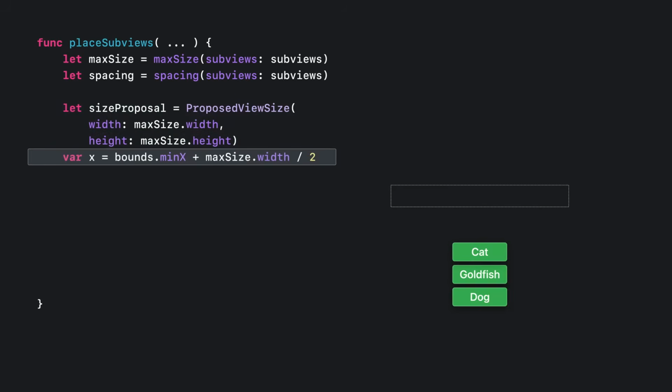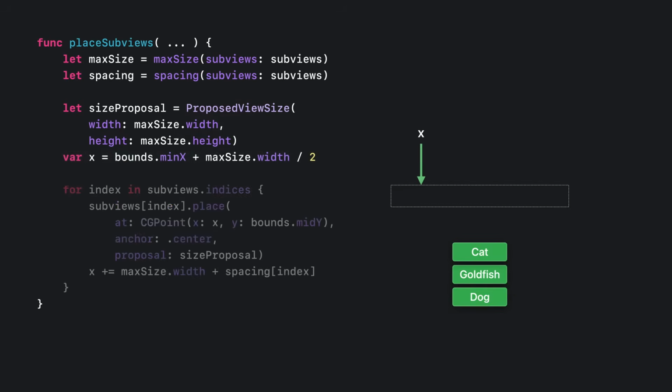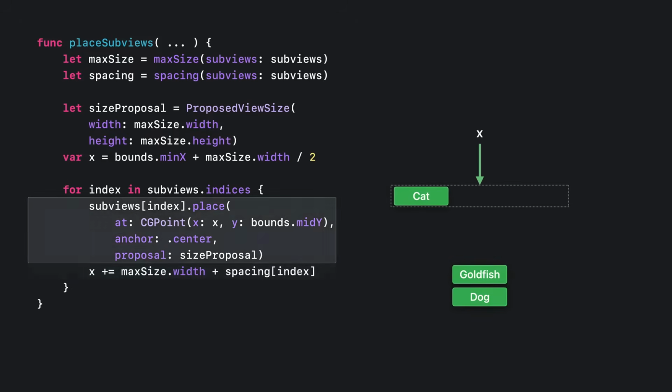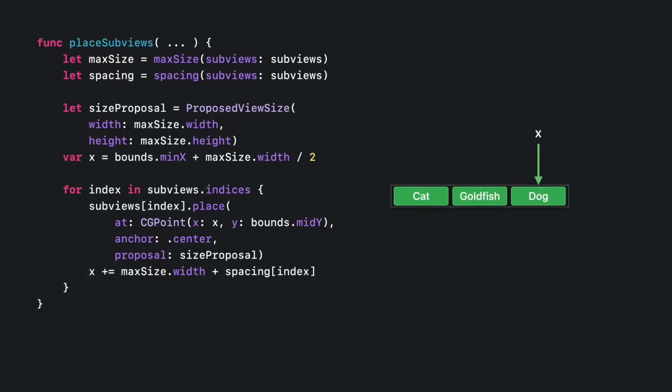And I'll find a starting position in the horizontal dimension for my first subview, calculated as the leading edge of my bounds, plus half the width of a button. Notice I'm not relying on the origin to be 0, but instead starting with the min x value instead. Finally, I can go through each of the subview proxies and call its place method with a point, a statement of what that point represents in terms of the button, and the size proposal. Each time through the loop, I update the horizontal position by the width of a view plus the spacing for the next view pair to get ready for the next iteration. And that's it. Now, let's see what happens when I use this new view layout type.